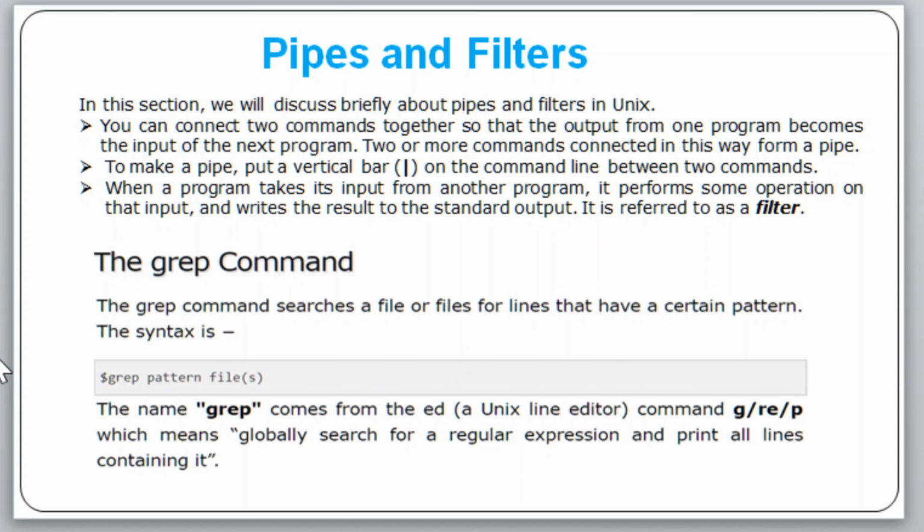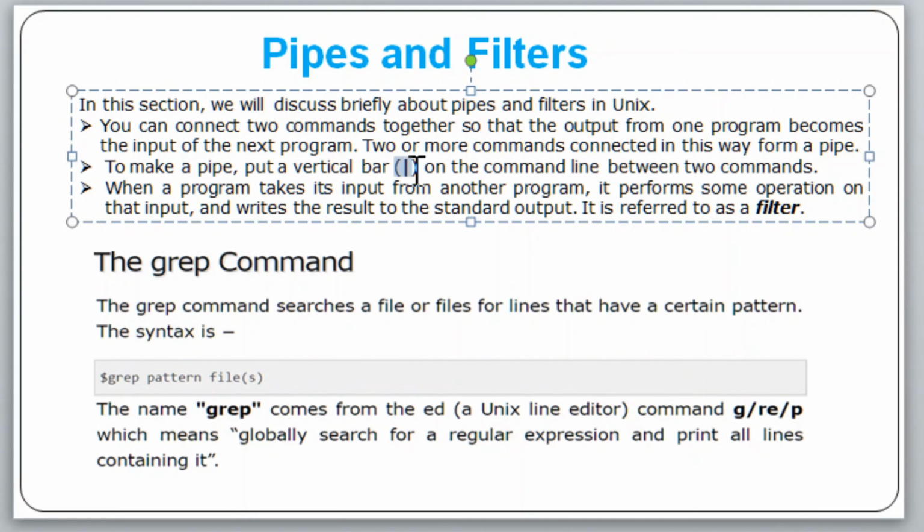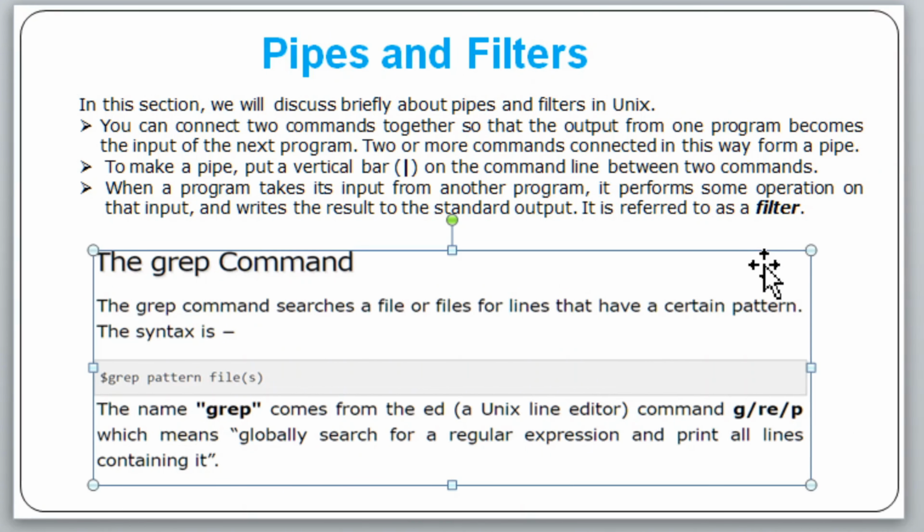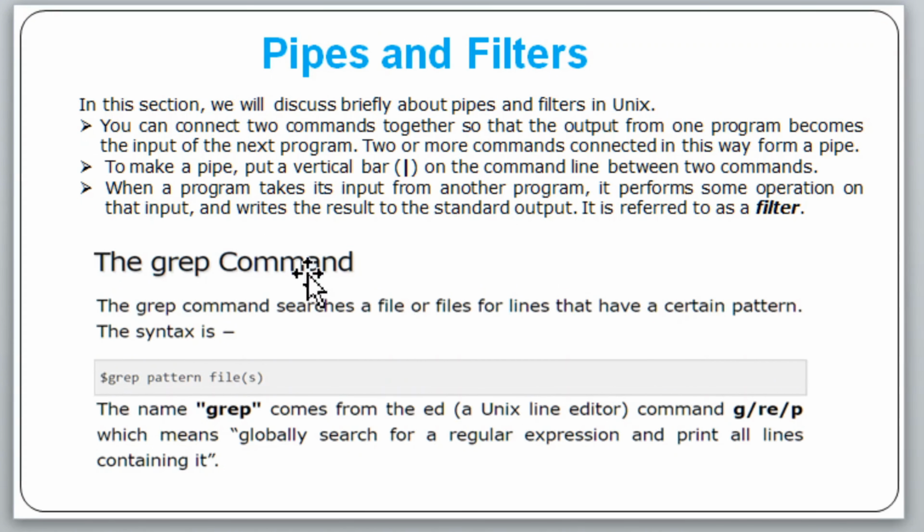In this section we're going to discuss briefly pipes and filters in Unix. You can connect 2 commands together so that the output from one program becomes the input of the next program. 2 or more commands connected in this way form a pipe. To make a pipe, put a vertical bar, which is this symbol here, and that's usually going to be above your enter key, on the command line between 2 commands. When a program takes its input from another program, performs some operation on that input, and writes the result to the standard output, it is referred to as a filter, and this is commonly used with the grep command.